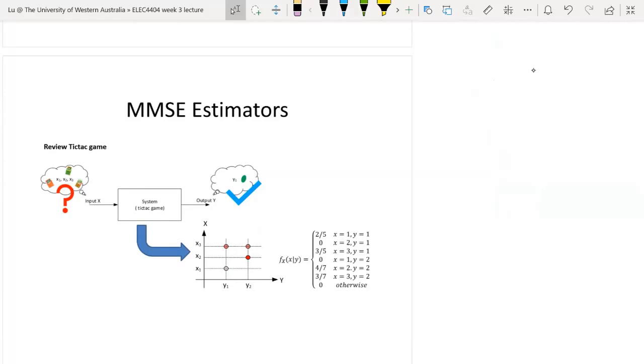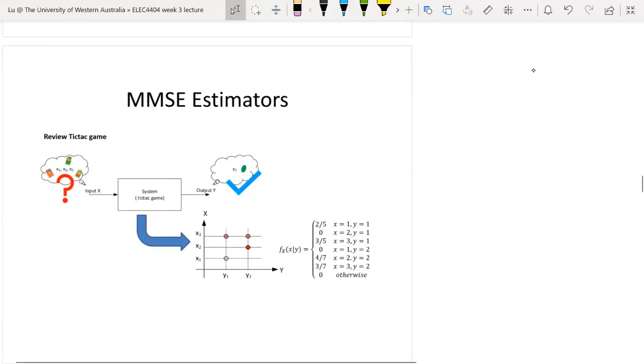Okay, let's have a look at the advantage of the MAP and the ML, these two estimators. In this slide, you can see we are showing you the same example we used in the first section, or in other words, the tic-tac game. The X is the input variable. The Y is the output variable. For the Y, we have two values. For the X, we have three possible values. So all the conditions remain the same as before.